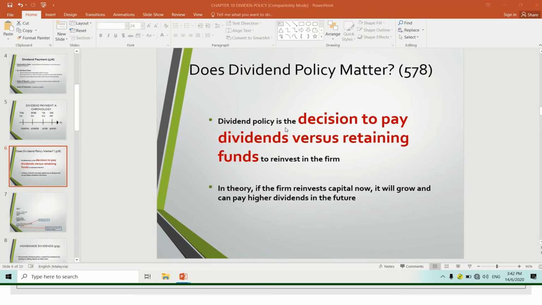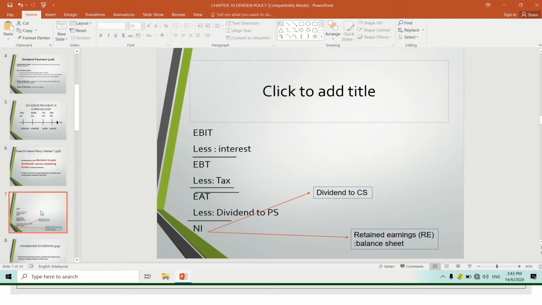Okay, so in this video, we are discussing whether dividend policy matters. Dividend policy refers to the decision whether the company wants to pay dividends or allocate that income to retained earnings in order to reinvest in the business. In theory, if the firm reinvests capital now, it will grow and can pay higher dividends in the future. So I will discuss here.